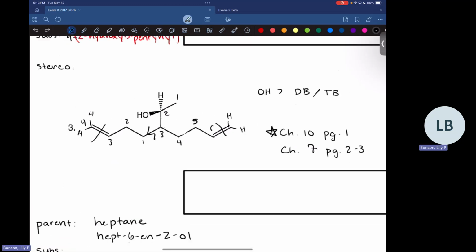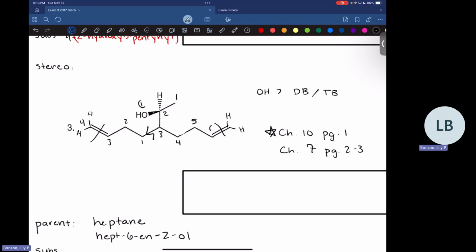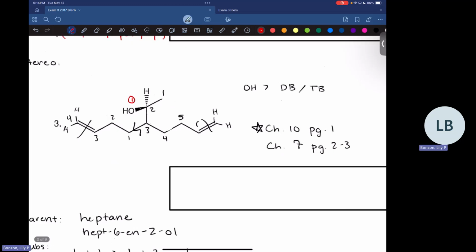So for stereo, OH is going to get our highest priority because it has a higher number on the periodic table. Our hydrogen is obviously going to be our lowest, so that's going to get 4. And then we have to compare the groups going down and going up and to the right. So we're going to look at the next adjacent atom. Those are both carbons, so then we have to move on.